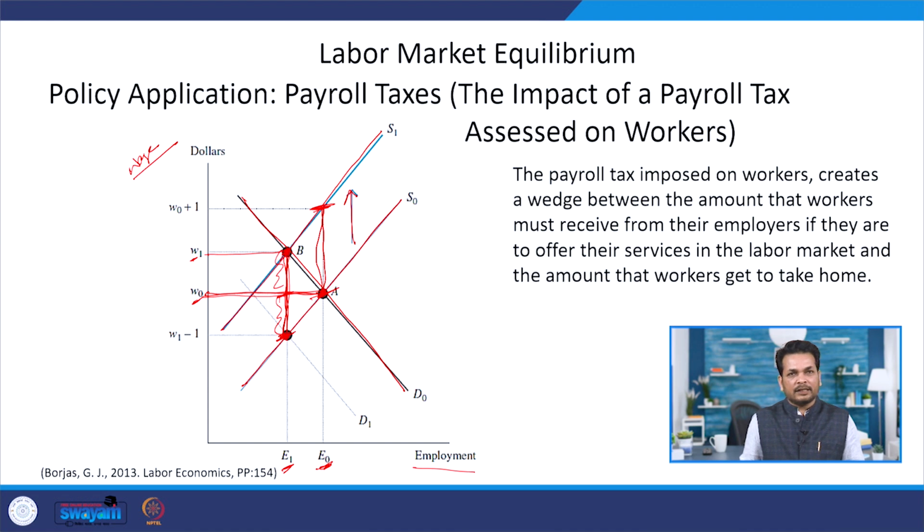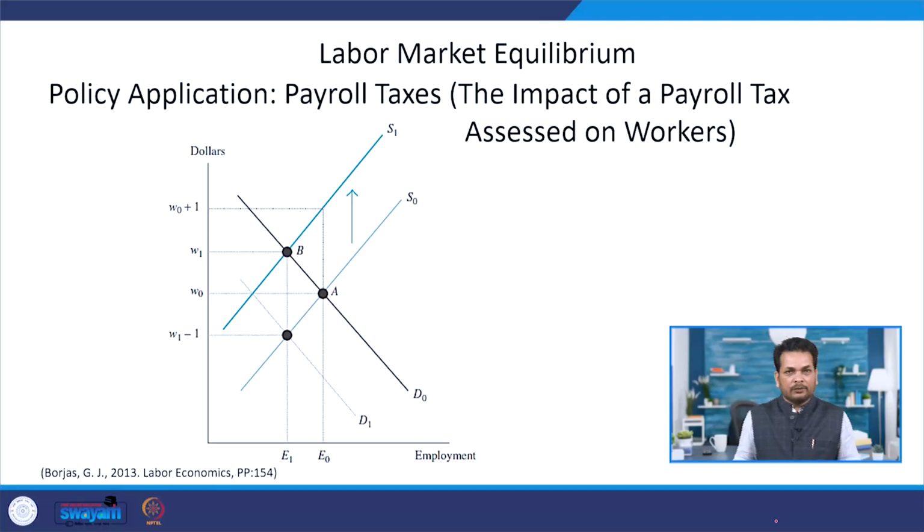So, in both cases the wage rate is going to increase and the employment is going to decrease. The payroll tax assessed on the workers therefore leads to the same type of change in the labor market outcomes as the payroll tax assessed on the firms. Both taxes reduce the take home pay of the workers, increase the cost of an hour of labor to the firm and reduce the employment.